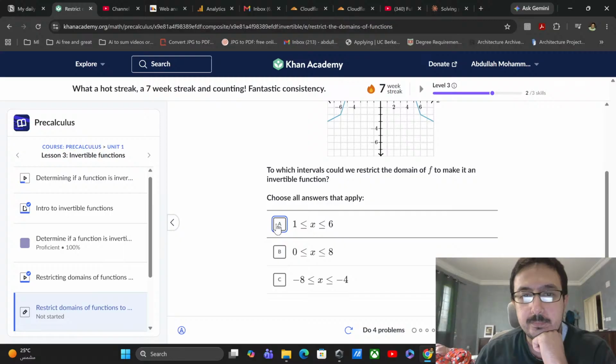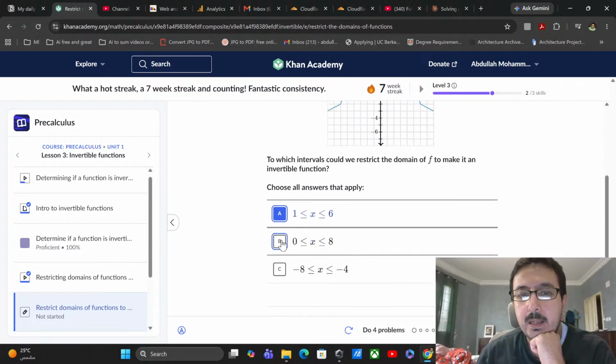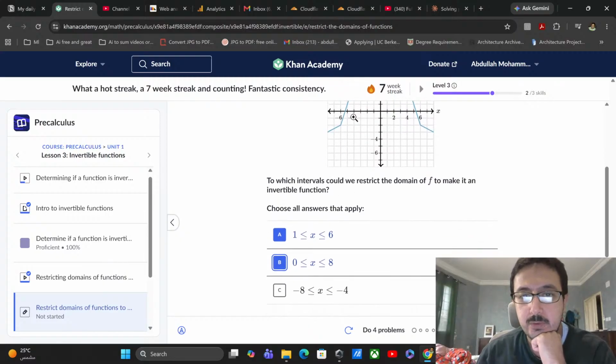So I guess so. X is bigger than 0 and less than 8. Bigger than 0 and less than 8. Yep. So minus 8 to minus 4, minus 8 is here to minus 4.